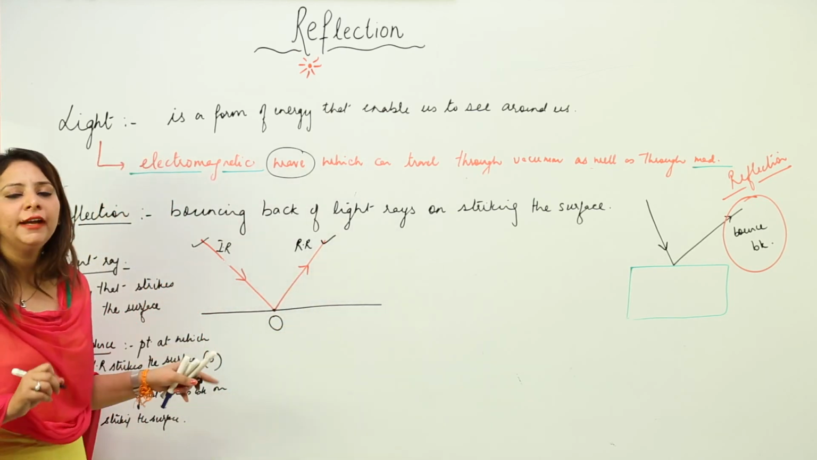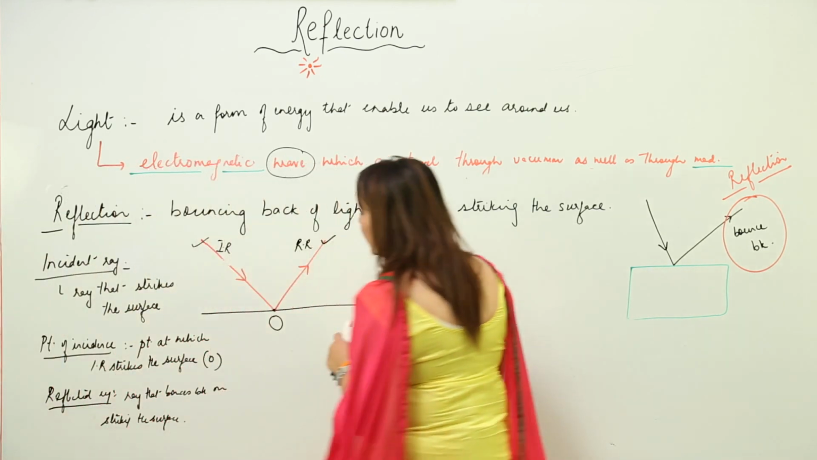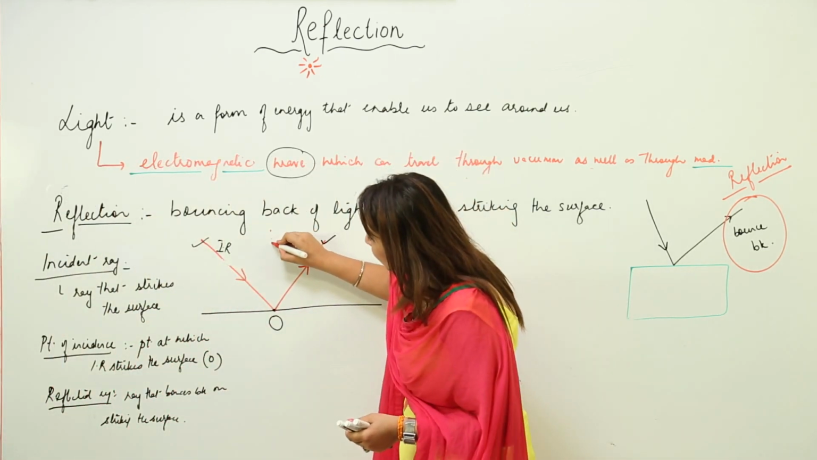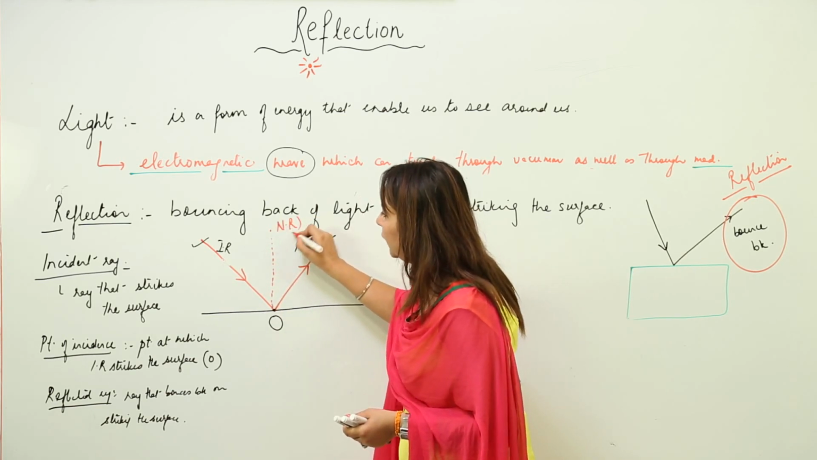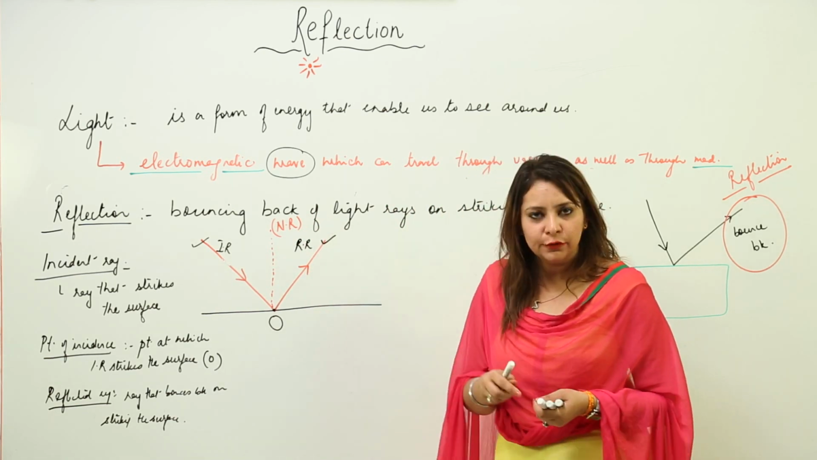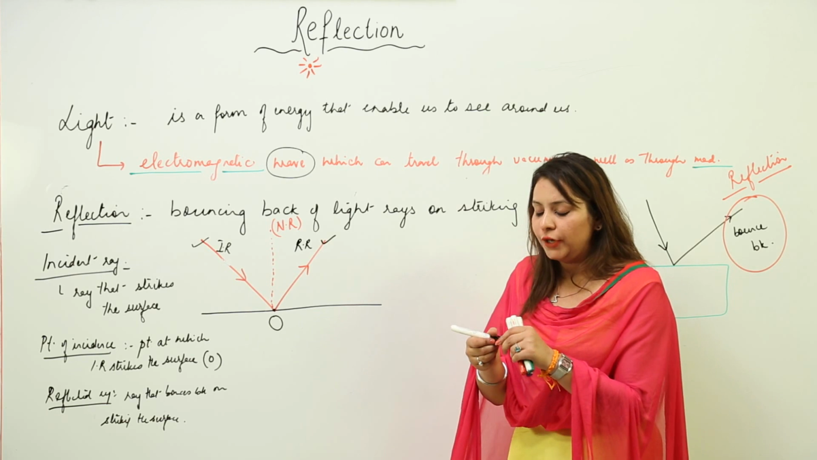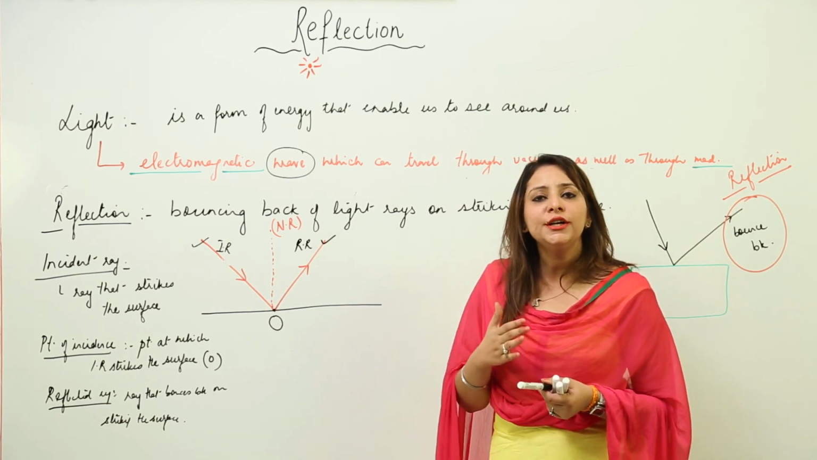We have a few more rays which you cannot see in this figure, but they still exist. There is an imaginary ray which we draw perpendicular to the point of incidence, and we call it the normal ray. So what is the normal ray? It is a perpendicular drawn to the surface, or a perpendicular drawn at the point of incidence. It is better that you use the term perpendicular drawn to the surface.